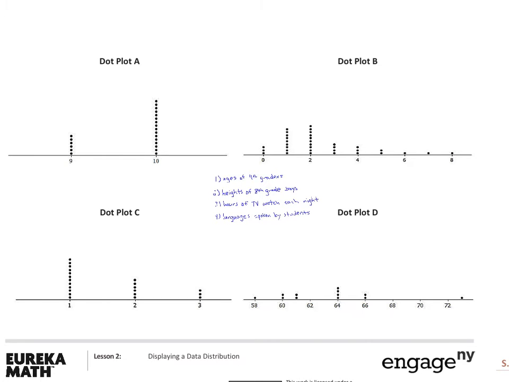So here's a fun challenge to see how you read dot plots. I have 4 dot plots, A, B, C, and D, and 4 options: ages of 4th graders, heights of 8th grade boys, hours of TV watched at night, and languages spoken by students. Just looking at the numbers and making some reasonable guesses, pause the video and see if you can match the number to the correct dot plot.